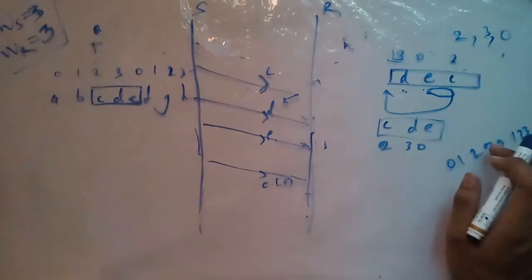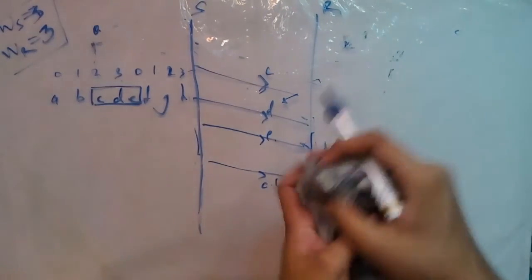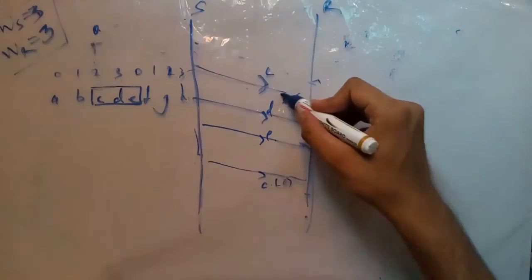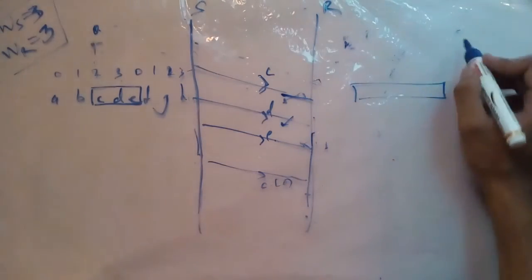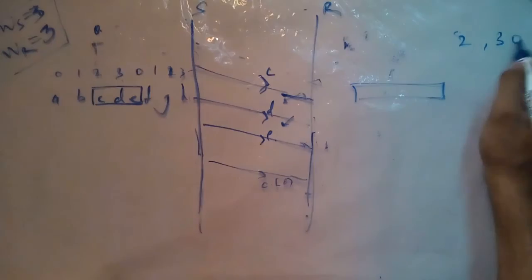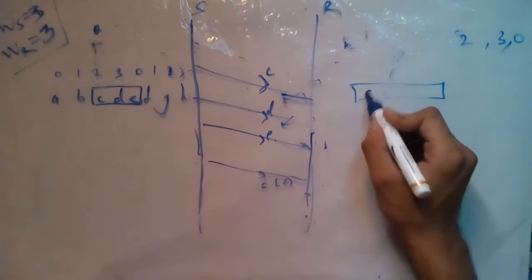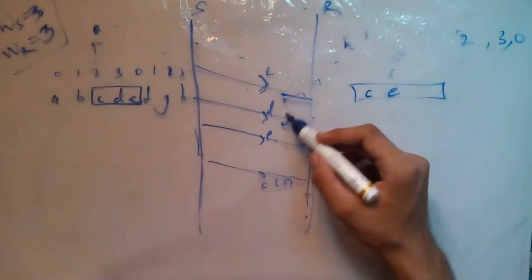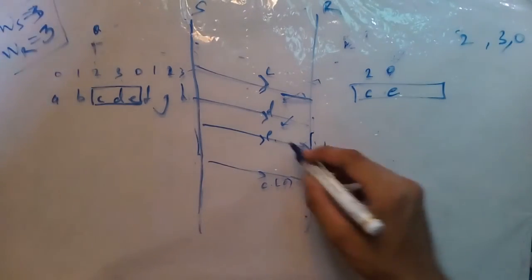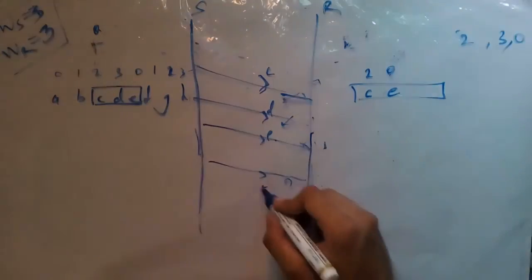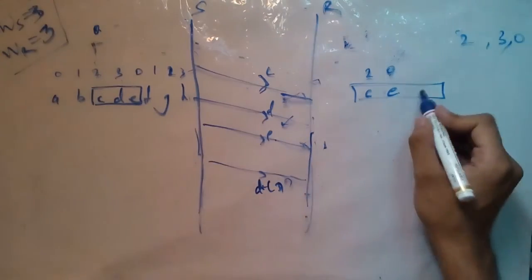This is how it processes the data. Now suppose C was not lost, D was lost. What was it expecting? Sequence numbers 2, 3 and 0. What did it get? C and E with sequence numbers 2 and 0. And after some time, after the timeout, D came with sequence number 3.